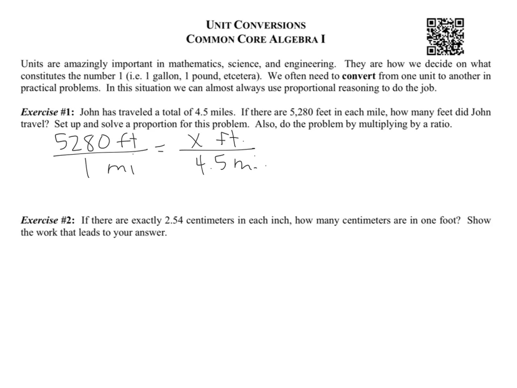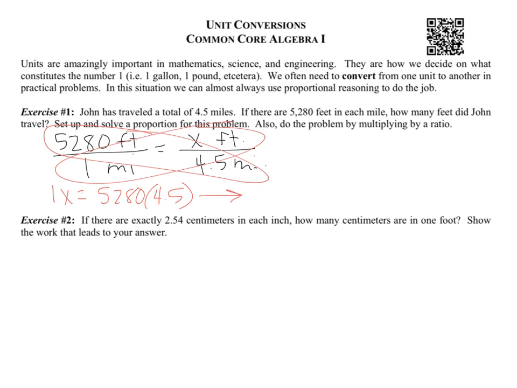And again, we're going to cross multiply. So we have this equals this. So 1 mile times x equals 5,280 feet times 4.5, which becomes x equals 23,760 feet.